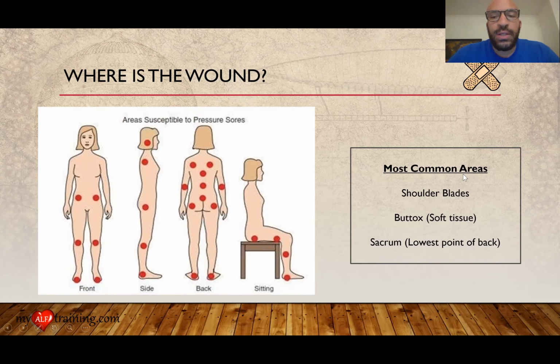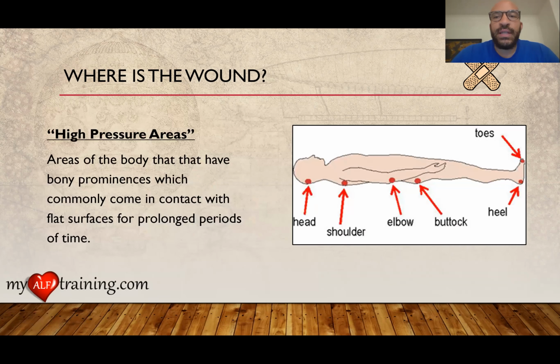The most common areas are the shoulder blades, the buttocks, the soft tissue in the buttocks, and the sacrum, the lowest point of the back. So we want to make sure that when we are looking at those areas specifically, and if you notice, the majority of those areas on the last slide are areas of skin which cover a bony prominence. So those are high pressure areas, areas of the body that have bony prominences, which come in contact with flat surfaces for prolonged periods of time.